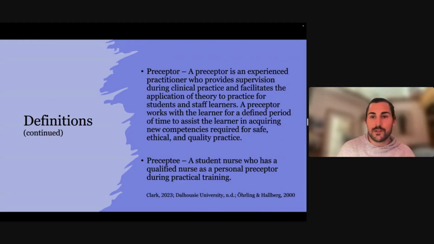A few more definitions here. A preceptor is an experienced practitioner who provides supervision during clinical practice and facilitates the application of theory to practice for students and staff learners. A preceptor works with the learners for a defined period of time to assist the learner in acquiring new competencies required for safe and ethical quality practice. And a preceptee is a student nurse who is paired with a qualified nurse as a personal preceptor during practical training.